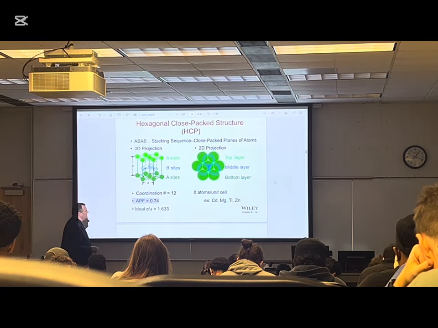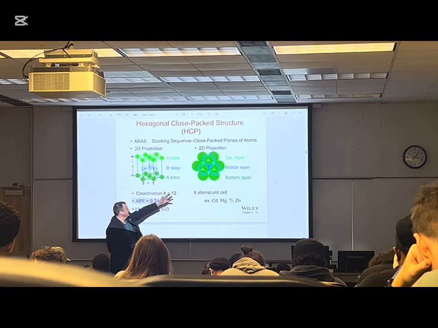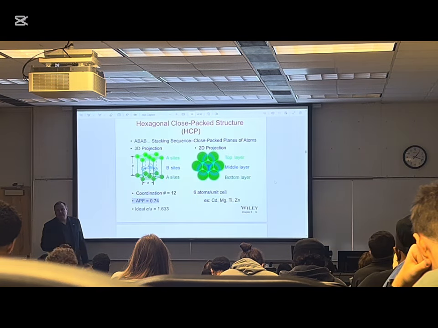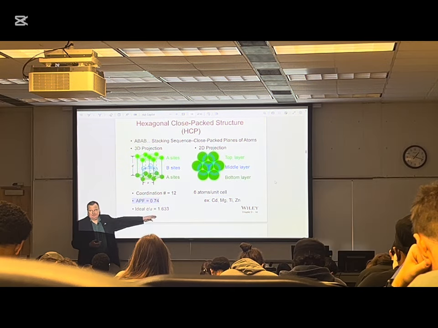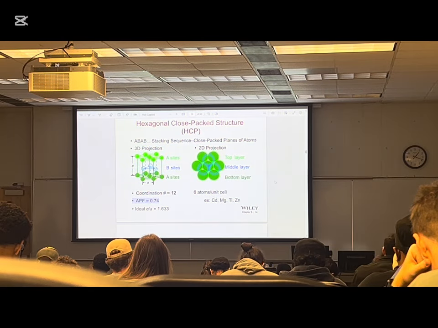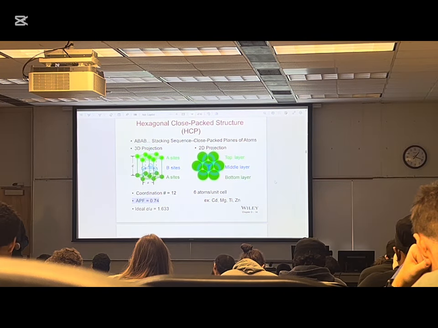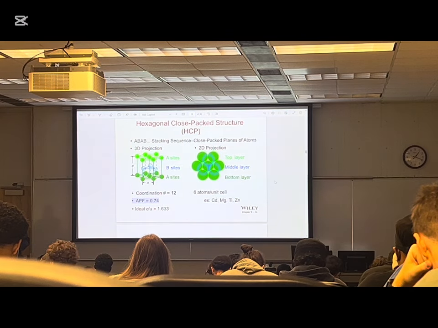Examples. Oh, by the way, there are now 6 atoms per unit cell, if you do the calculation. And the ideal ratio between C and A is 1.633. Titanium. Titanium has HCP structure. And that's why titanium is a very good structural material.